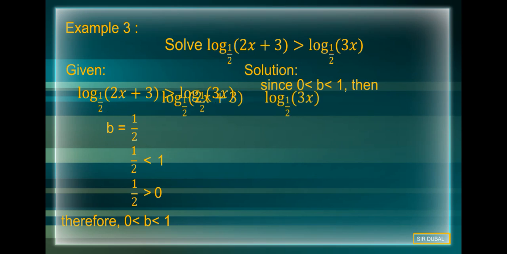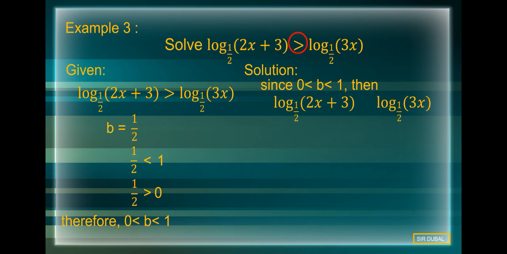So I'm going to show you. As you can observe, that symbol there, greater than, will be reversed. It will become less than. So after this one, since we know that they have already the same base, which is 1/2, the next thing that we're going to do is just to copy the expression, which is 2x plus 3. Then copy the inequality symbol, which was reversed. Then we have 3x also in our right side.